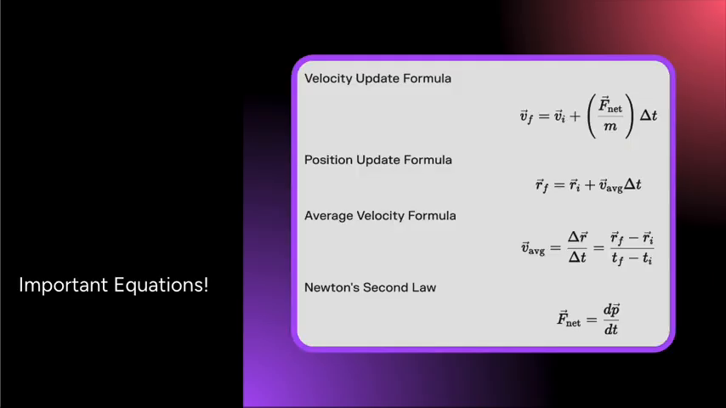Here are some of the important equations. We have the velocity update formula, which says that the final velocity is equal to the initial velocity plus the acceleration, which can be represented as F net over m, times change in time. For the position update, we have the final position equaling the initial position plus average velocity times change in time. For average velocity, we have that equaling the change in position over the change in time. And for Newton's second law, we have the net force equal to the change in momentum over the change in time.